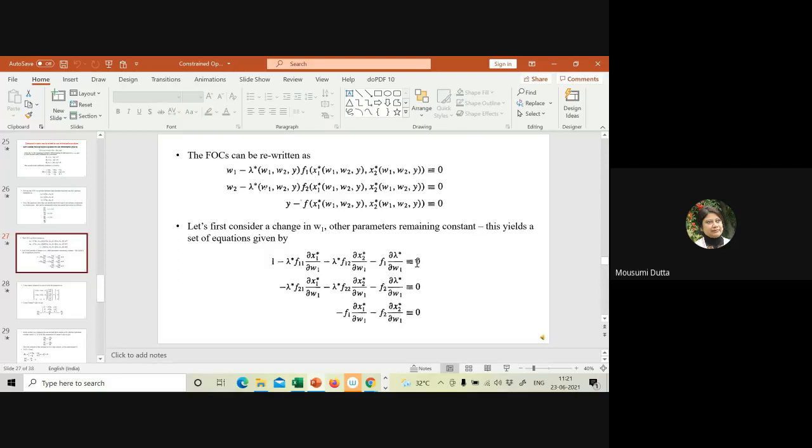Otherwise, please proceed with rewriting the second equation and the third equation, incorporating the optimum values. And optimum values are functions of the parameters of the model. Parameters are w1, w2, y. Sajid, is it understandable? Yes, ma'am. Okay, so all three equations you have written? Yes, ma'am. I'm writing.